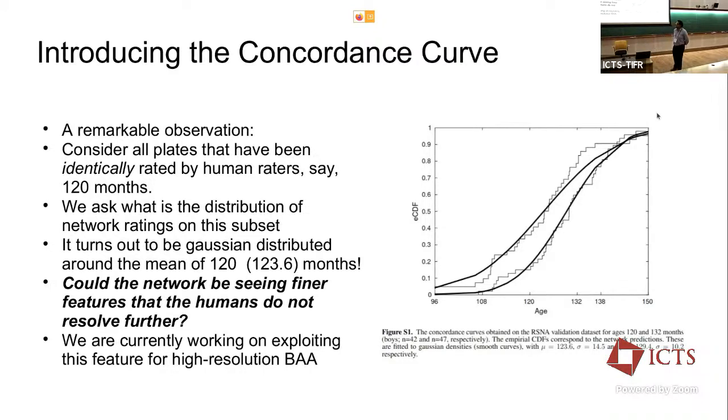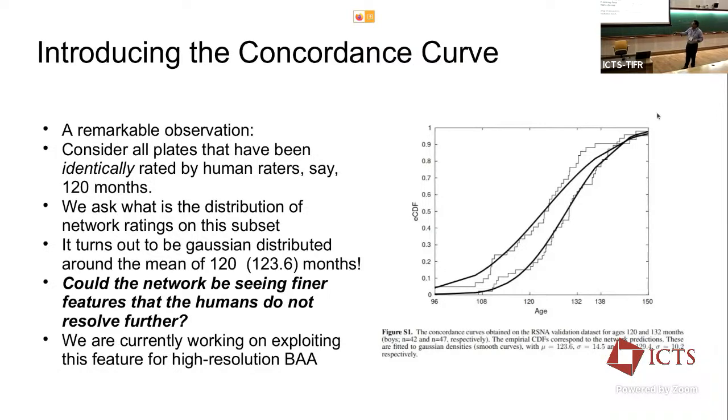This is something we introduced called the concordance curve. We are describing all plates, let's say all of the plates that have been rated to be identically 120. You've got different plates in the data set, so let's pick out all of the plates that are 120 months. If I ask, what are the network predictions on all the plates on which the humans do not have any difference of opinion, so all of them are rated to be 120? If the human ratings do not have any variance, does the network show variance in that? It turns out that it does.